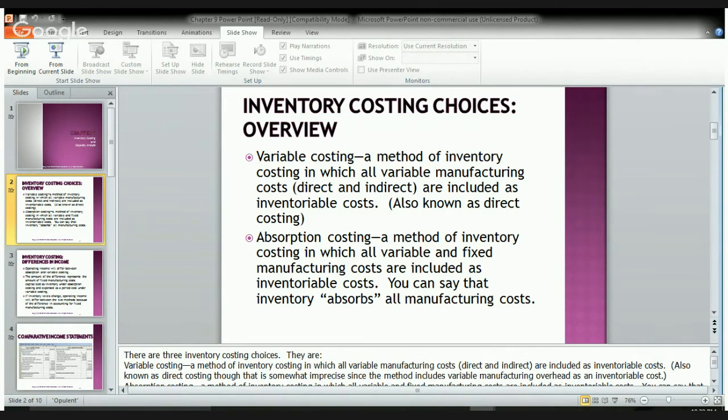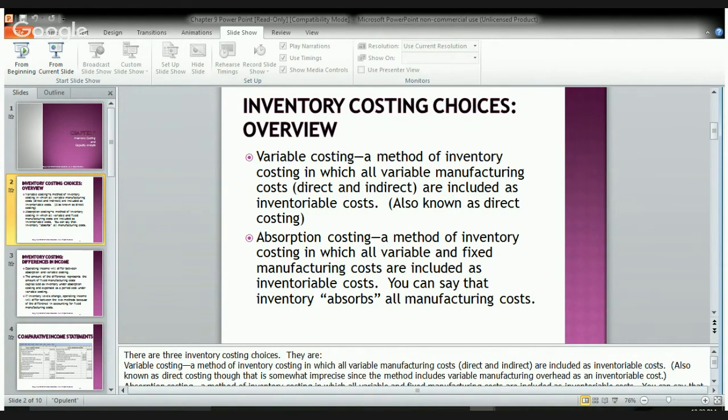Add those three numbers together. I get available for sale of 2,345,000. Subtract out the ending inventory, so I have 500 units times the 335. That's 167,500.